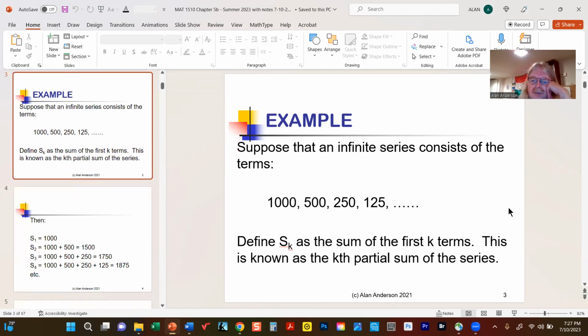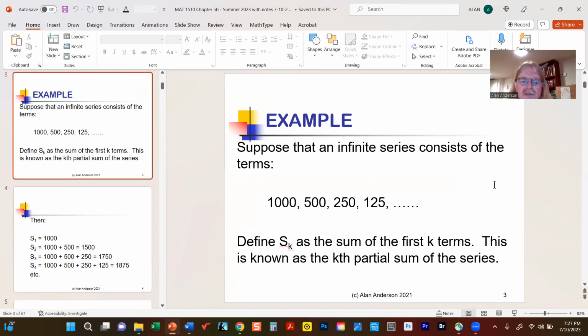Now, here's a quick example. What if we have something like this? Now, this is an infinite series, and as you can see, there's a pattern here: 1,000, 500, 250, 125. And these are the terms that we will be adding together. In other words, this by itself is actually a sequence, but we're going to create an infinite series out of these numbers, one term at a time.